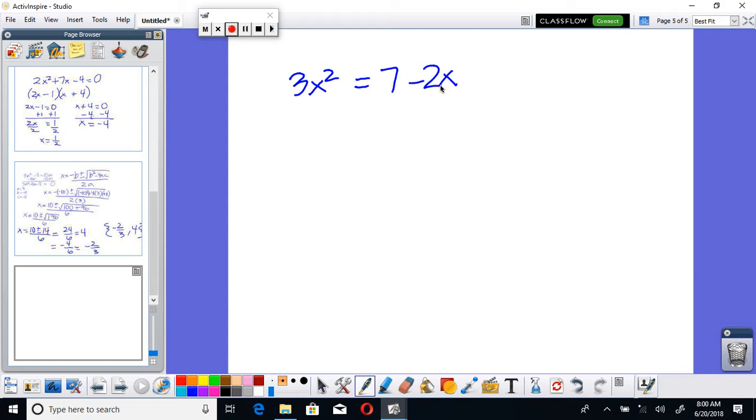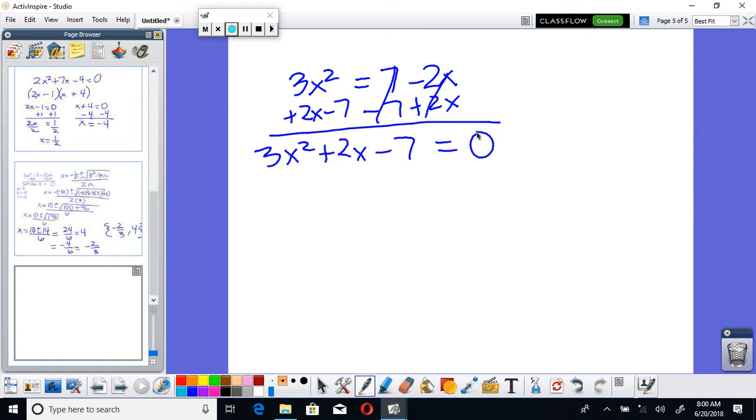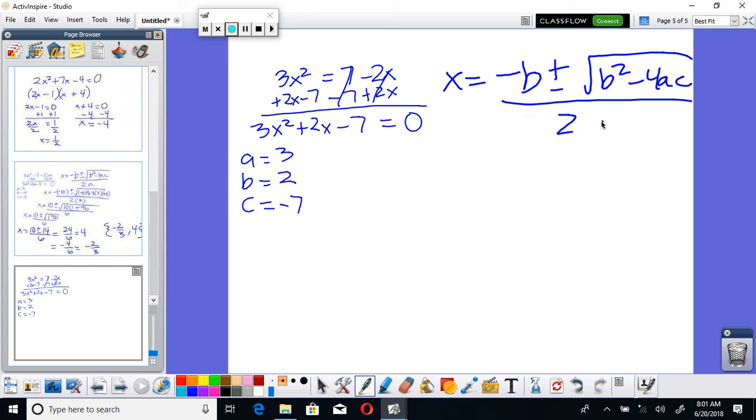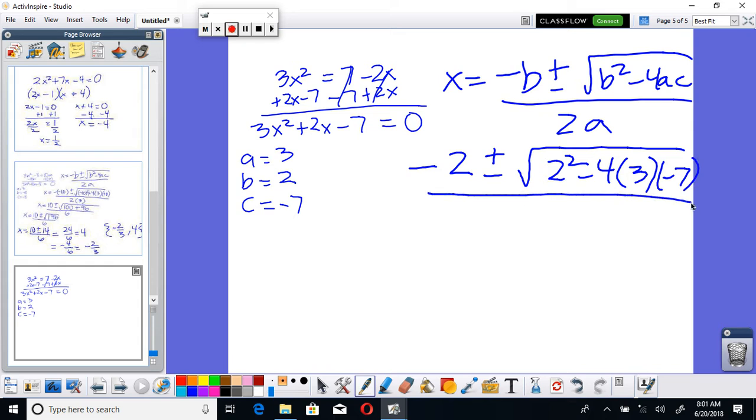Okay, here we go. We're going to get 0 on one side, and I'm going to leave the x squared term positive. So I'm going to subtract 7 and add 2x. 3x squared plus 2x minus 7 equals 0. Okay. A is 3, B is 2, C is negative 7. Okay. We're going to place it into the formula. Negative b plus or minus radical b squared minus 4ac all over 2a. Negative 2 plus or minus 2 squared minus 4 times 3 times negative 7 all over 2 times 3.